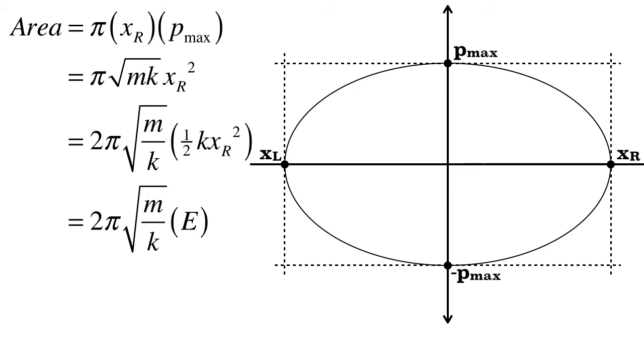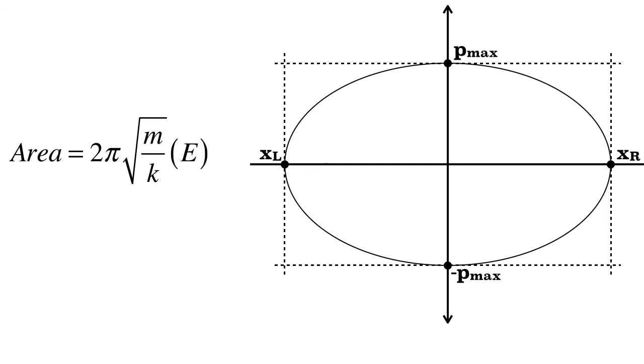Now, you may say to yourself, Dr. B, what the heck is this thing? All right, square root M over K. Dr. B, what are you up to? Well, what we're going to try to do, go ahead and put a circle around that baby. And that's going to give us the secret of the ellipse.